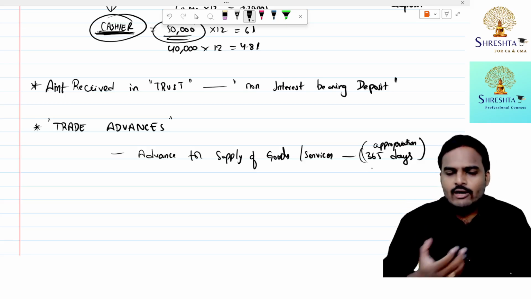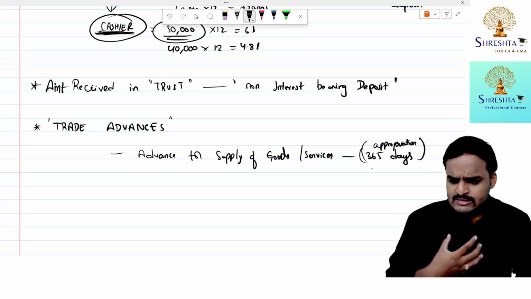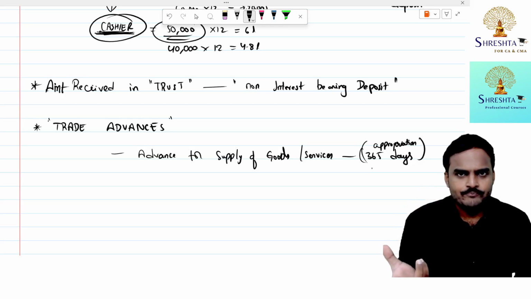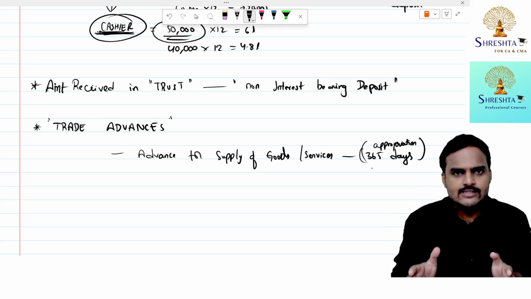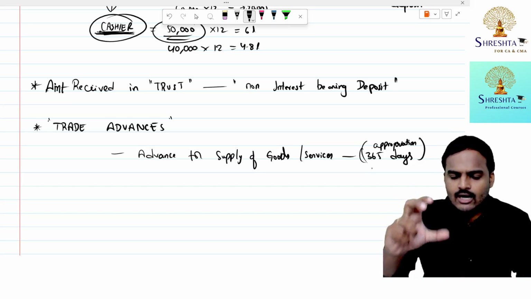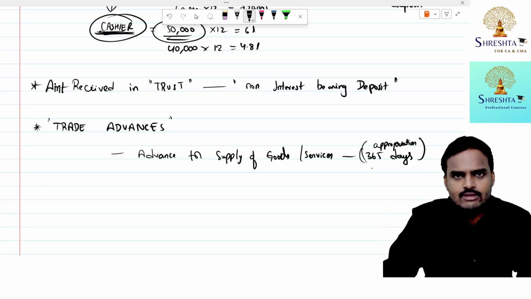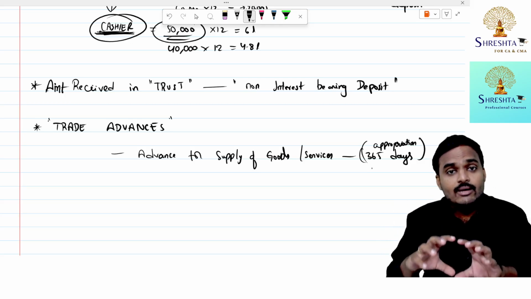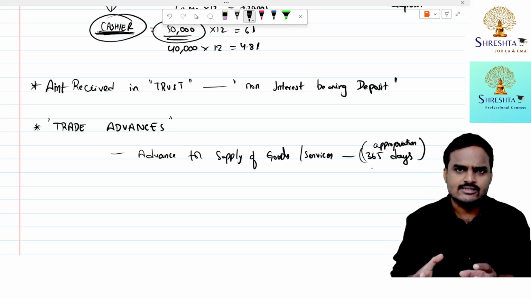Next one, I want to purchase a car. Suppose it is available in the showroom itself, I went to the car showroom, I went to the car company. If that car is available, definitely they will supply the car and I'll pay money immediately. So this will come under sale of goods or sale of services. Understood? So this is not a deposit.